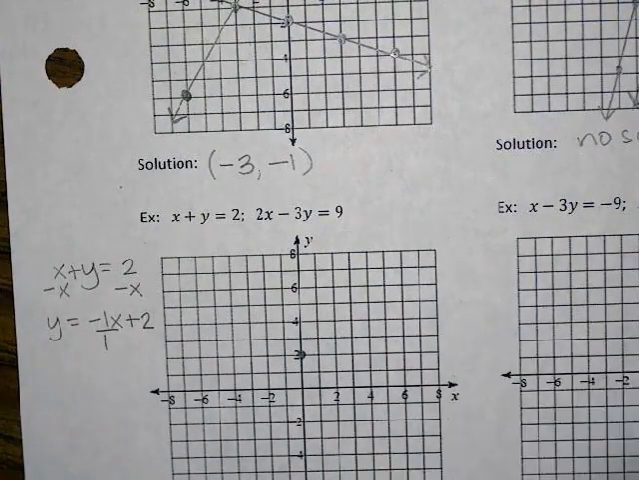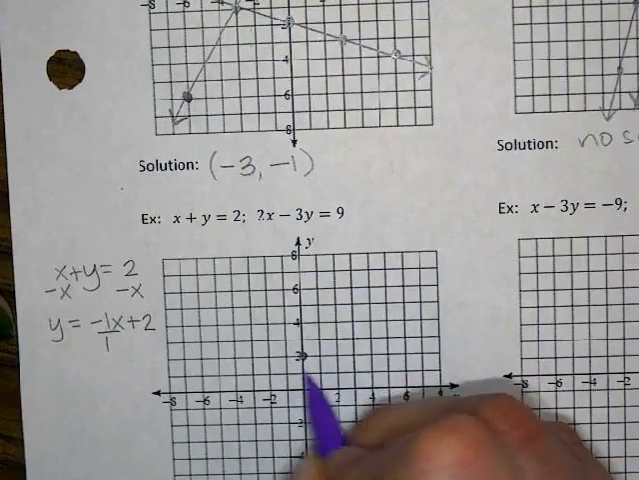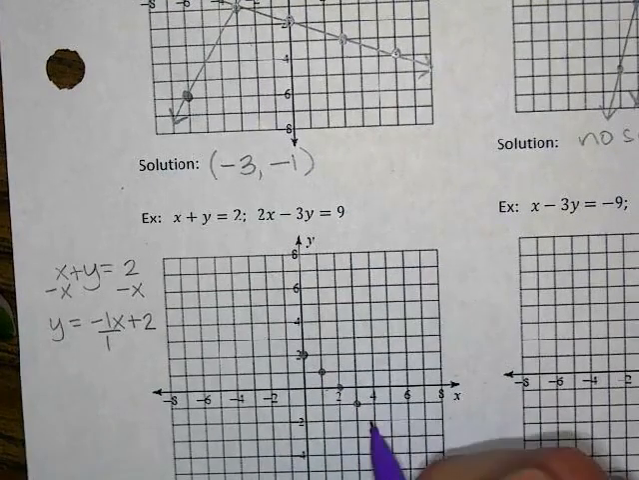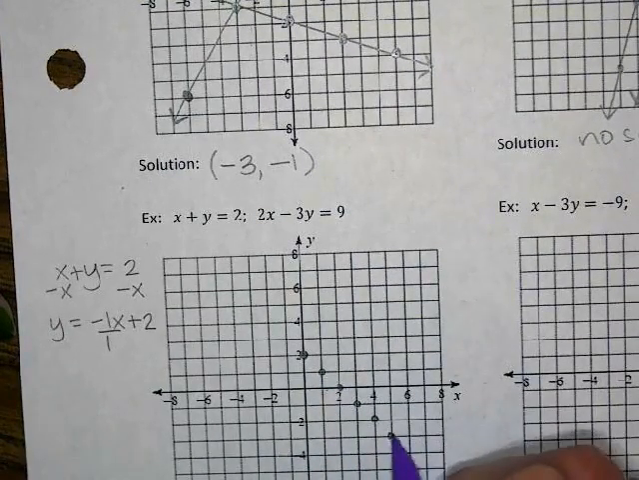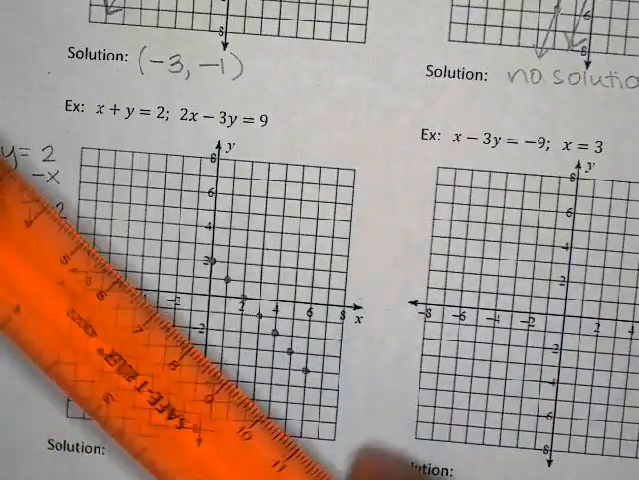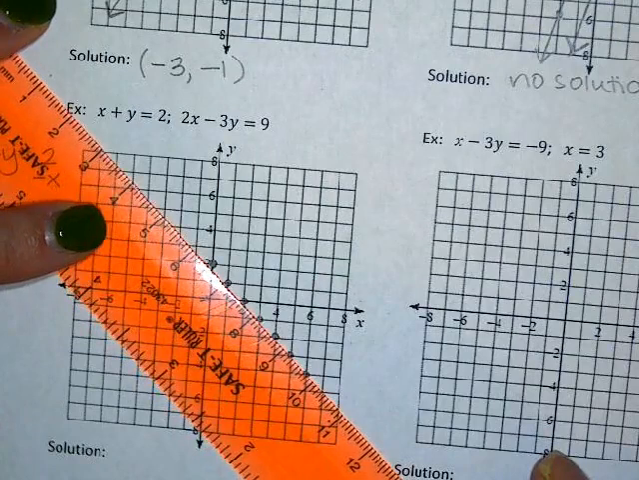All right. And then from there we go down 1, right 1. Down 1, right 1. Okay, that's plenty of points. All right, so let me be careful as I draw this line.